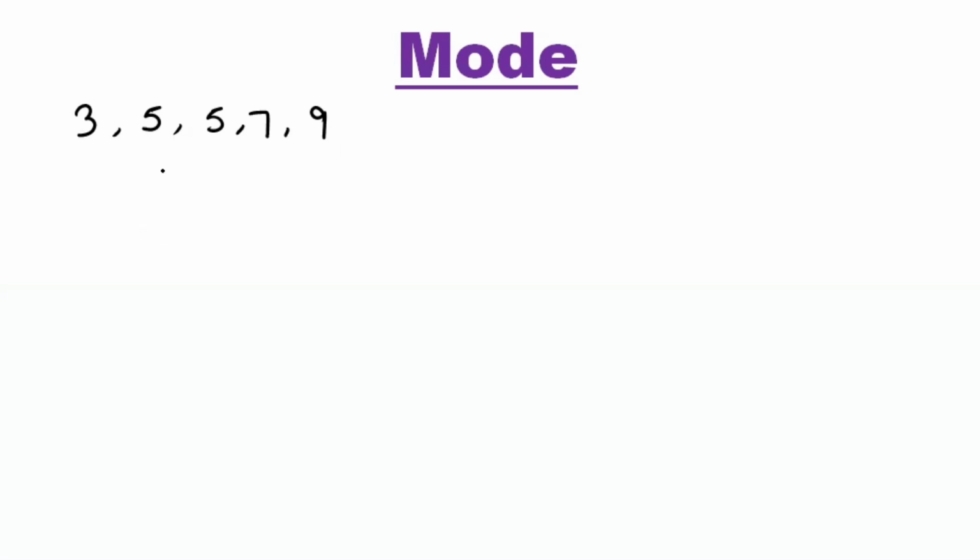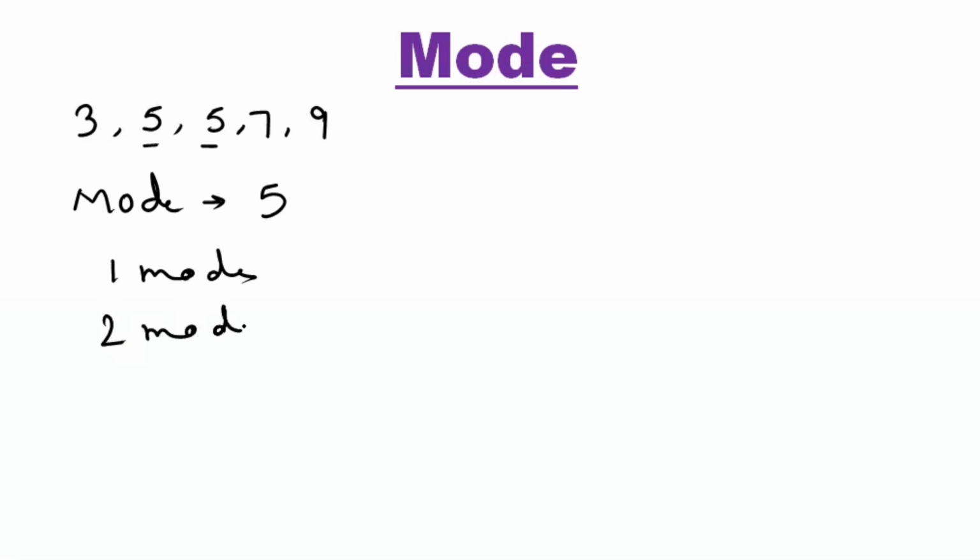The mode is the number that appears most often. So here 5 appears 2 times. So the mode will be 5. Okay. So what is mode? Mode is simply the number that appears most often. A data set can have one mode, more than one mode or no mode. Okay. It can have one mode, two modes or no mode.